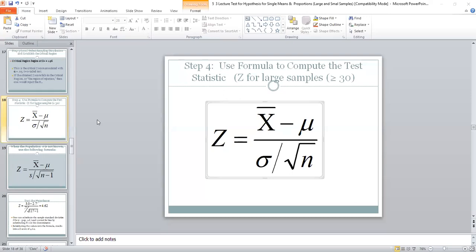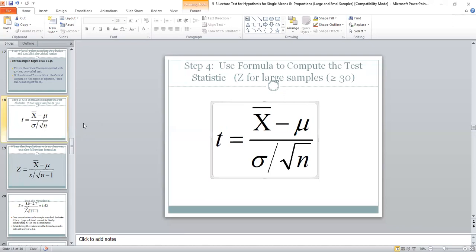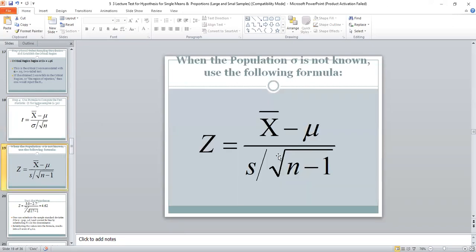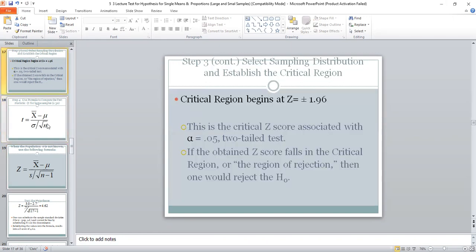So when the sample is small, you use the student T test statistic. Forget about when the population sigma is known. Those are details. Just use sigma over root n. So that's the test statistic. You display the test statistic. Actually, display and compute the test statistic. That is step 4 of hypothesis testing.